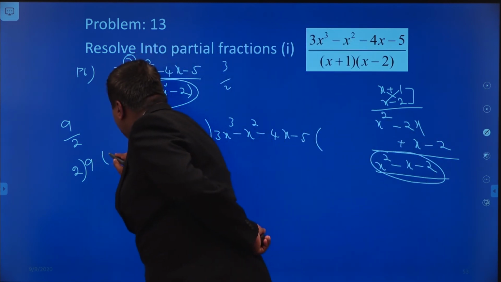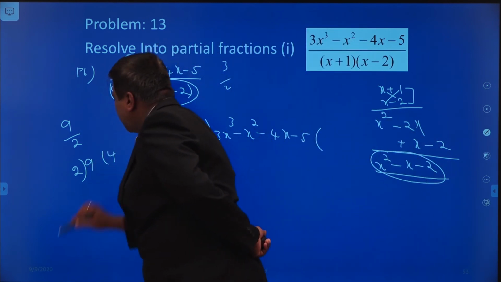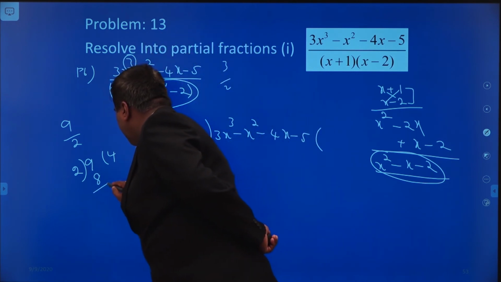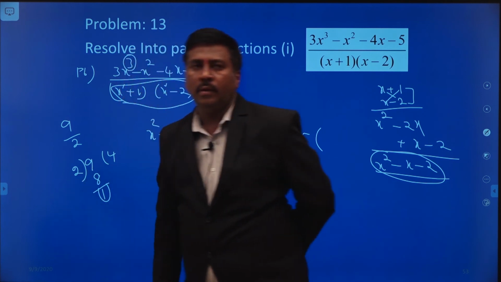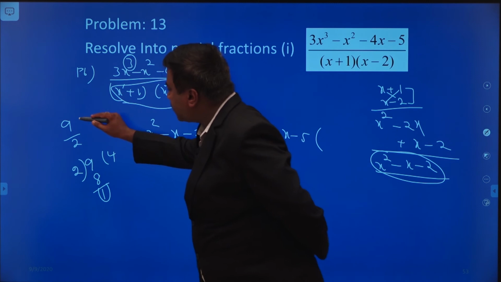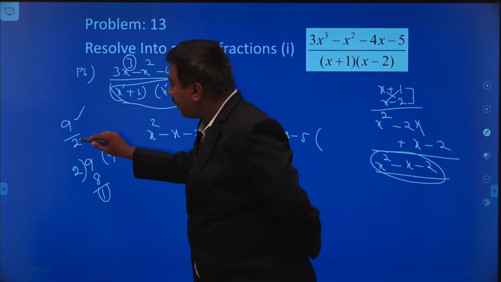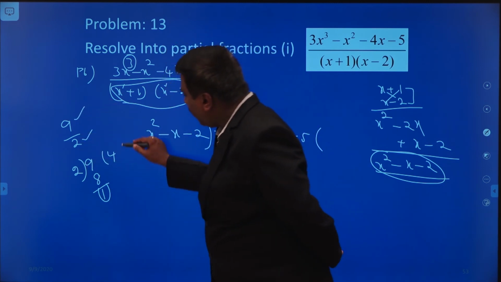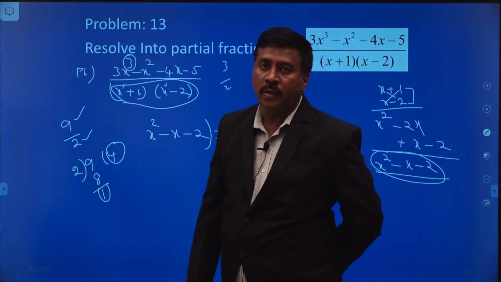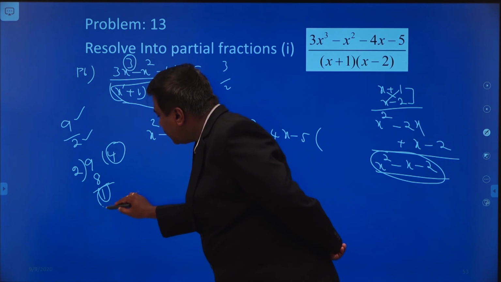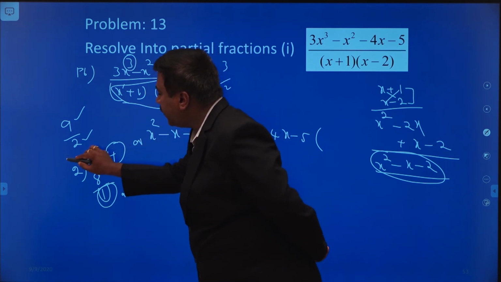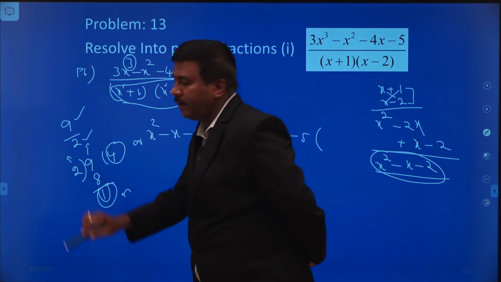So 2 fours are 8. If you divide this, the remainder is 1. So here this 9 is called the dividend and this is called the divisor. And this 4 value is called the quotient. And this value is called the remainder. This is the remainder, this is the quotient, this is the divisor, and this is called the dividend.